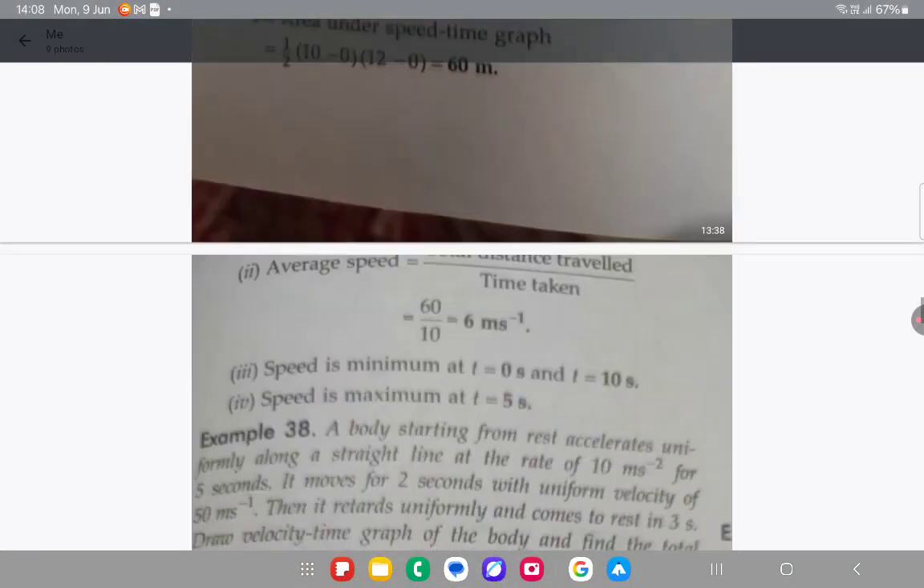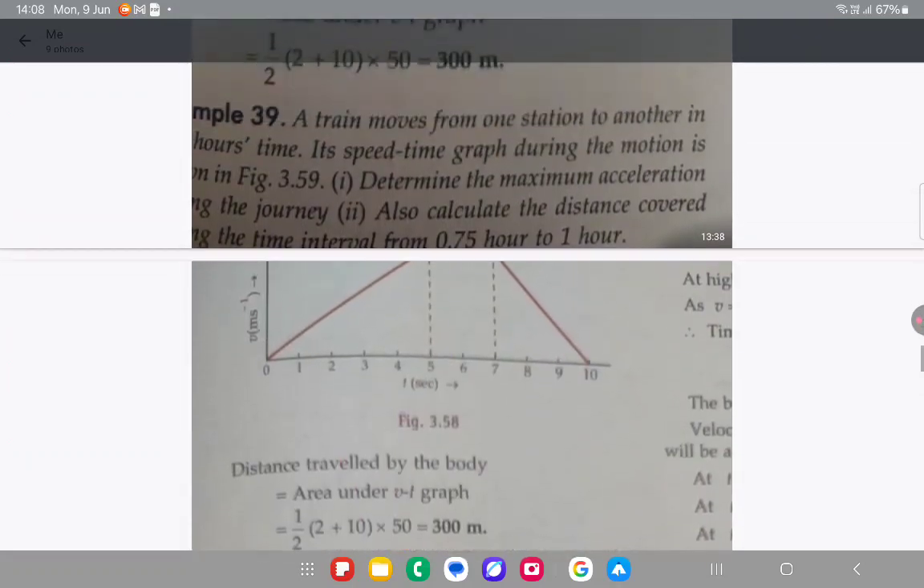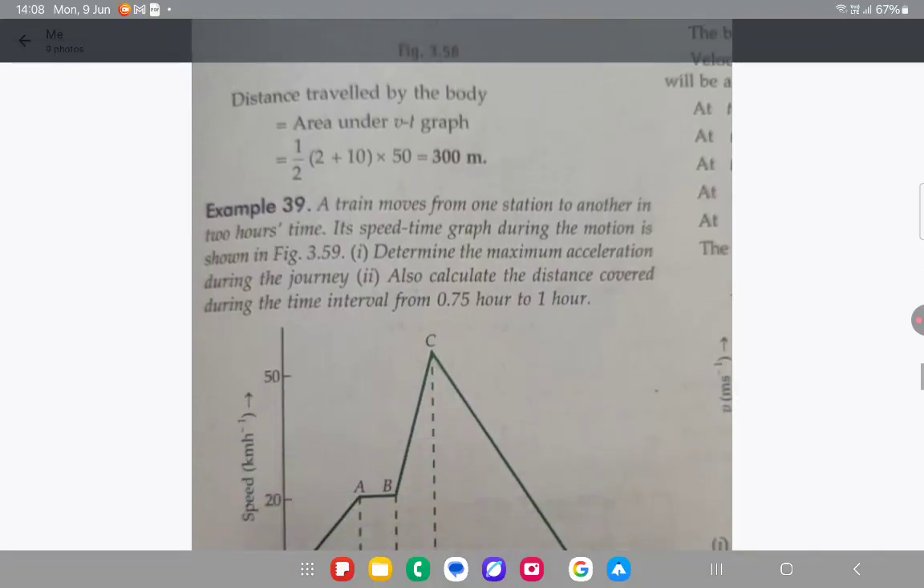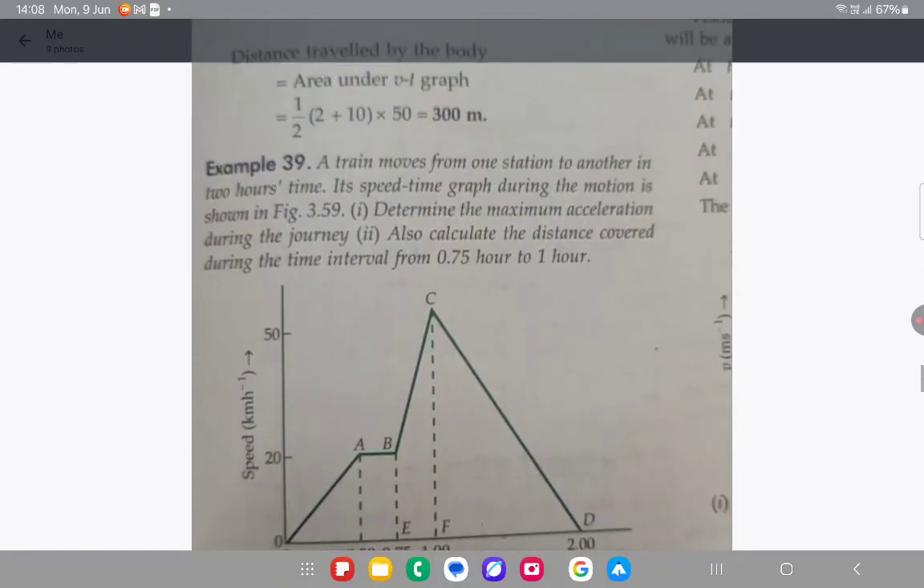So these are the kind of graph questions. Unless you understand that the area will give you one step lower, which is displacement or distance, you can't do this sum. So the next question is here. This is again a graph that has been given. I hope the figure has been given, yes. So when the figure is given, it's easy. If you have to draw the graph, then it gets difficult.